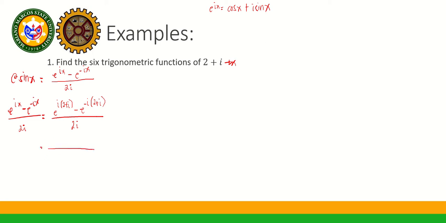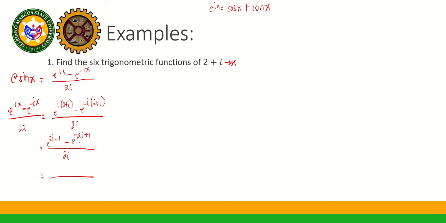So, if you expand this one, this will be equal to e raised to 2i and then i squared is negative 1. So, ilagay ko na lang negative 1 ha. e raised to 2i minus 1 and then for this one naman minus e raised to negative 2i. Negative i squared is positive 1. Kasi negative times negative 1, that is positive 1 all over 2i. And then gaya ng ginawa natin kanina.